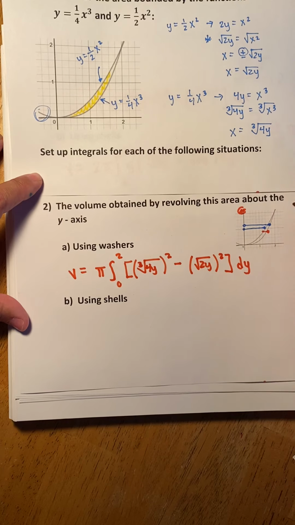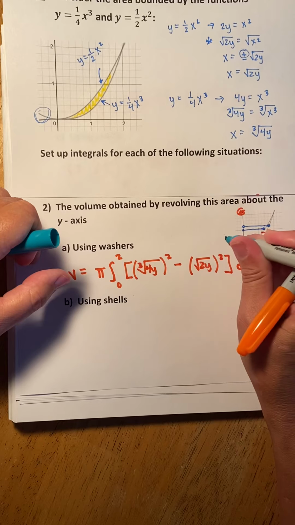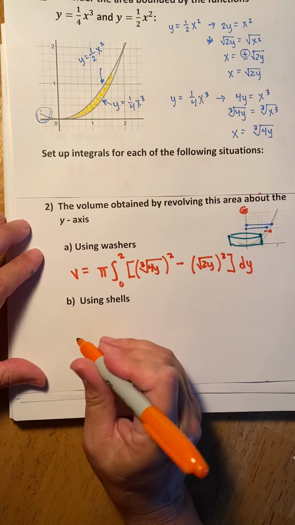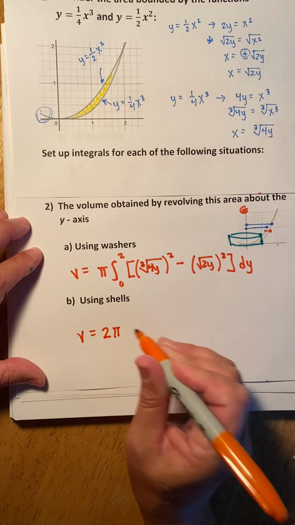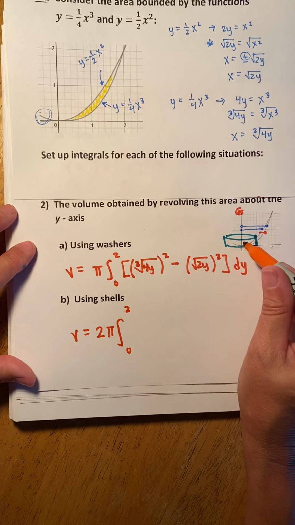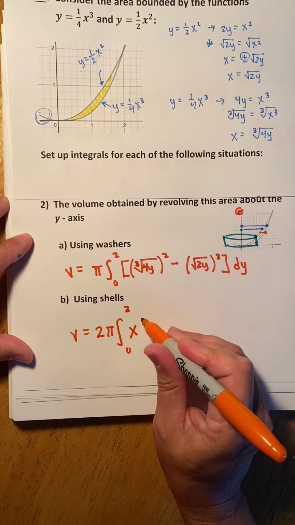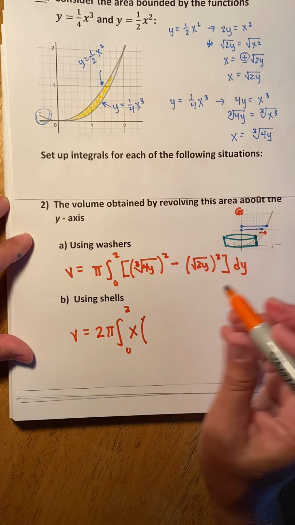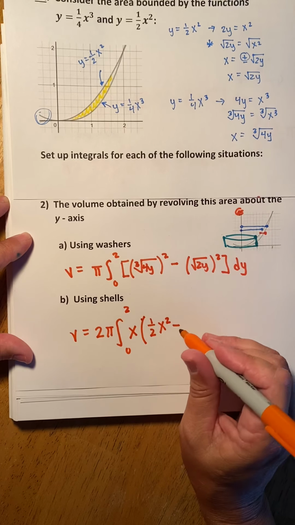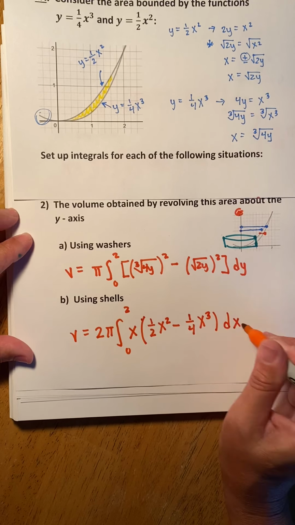If we were to find this area, but use shells, we're going to go top to bottom, and we're going to spin this guy right here. That would be my shell. My volume would be 2 pi, x ranges from 0 to 2. And because we're spinning around the y-axis, the radius is just x. The top function would be 1/2 x squared minus the bottom function, which is going to determine the height, which was 1/4 x cubed. And we integrate with respect to x.